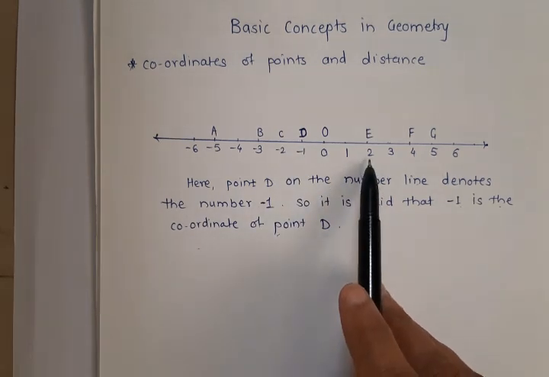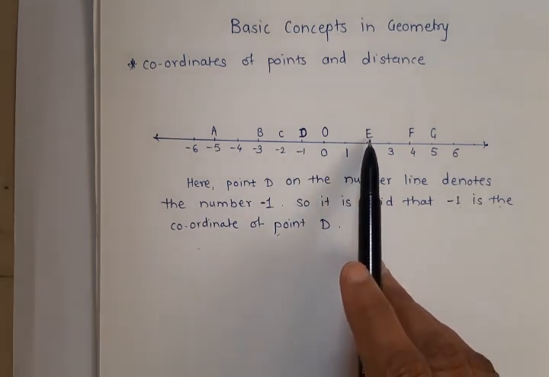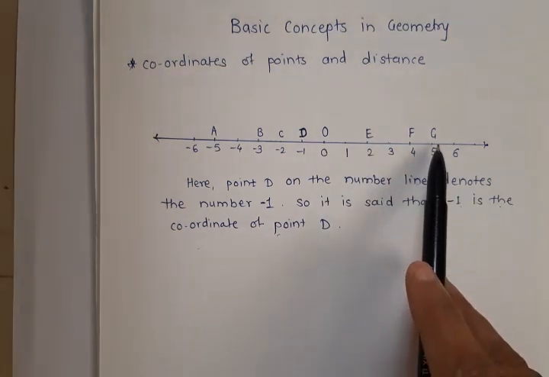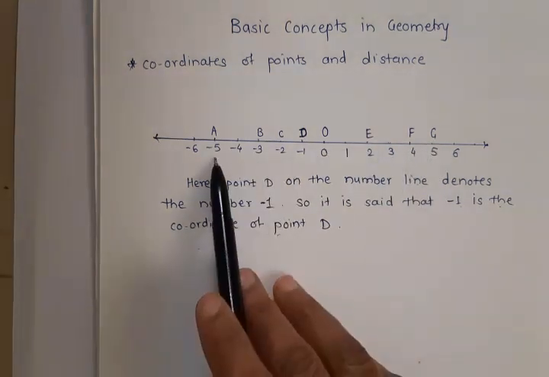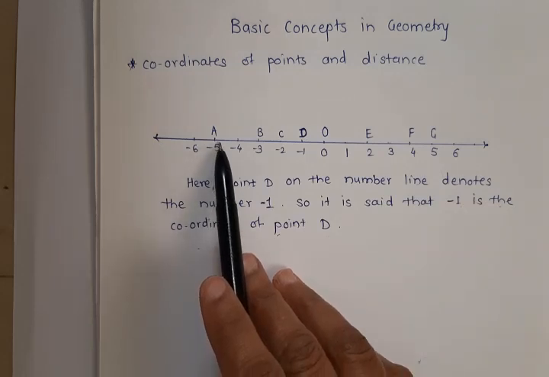Similarly, we can say that 2 is the coordinate of point E. 5 is the coordinate of point G. -5 is the coordinate of point A.